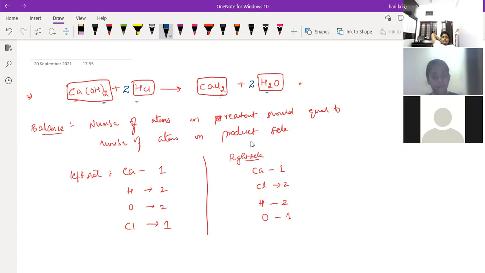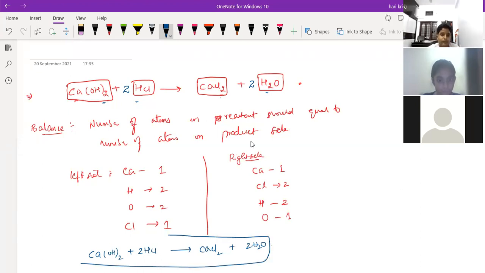Yes, sir. Ca(OH)2 plus 2 HCl will give CaCl2 plus 2 H2O. The number of different atoms is balanced on both sides, right? Calcium 1, 2 chlorines, 2 chlorines, 2 hydrogens plus 2 hydrogens, total 4 hydrogens, 4 on the other side. Understand, or can I explain once again? Understood, sir.